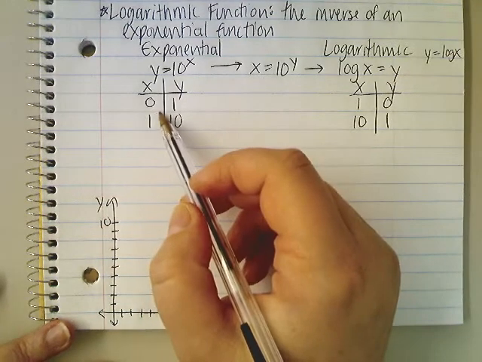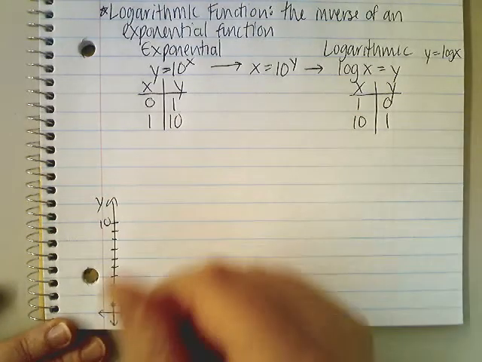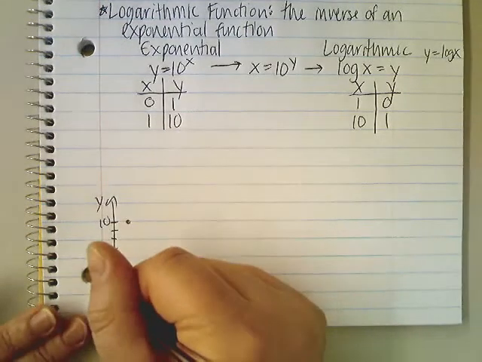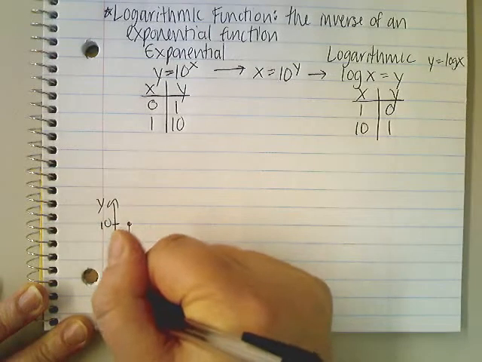And if I plot my original graph, I have 0, 1, which will be right there. And then I have 1, 10, which is going to be right here. So I'm going to have a pretty steep graph. So if you sketch that, it's going to be something like this.